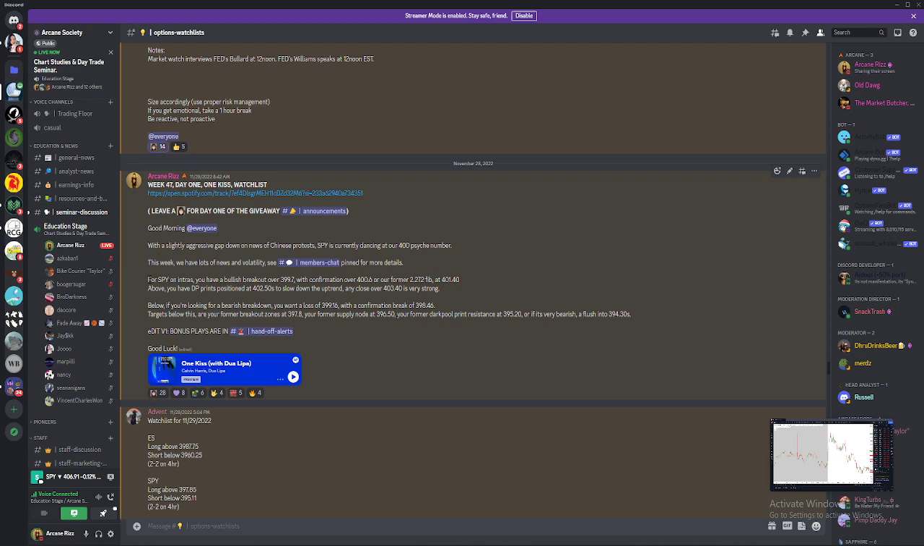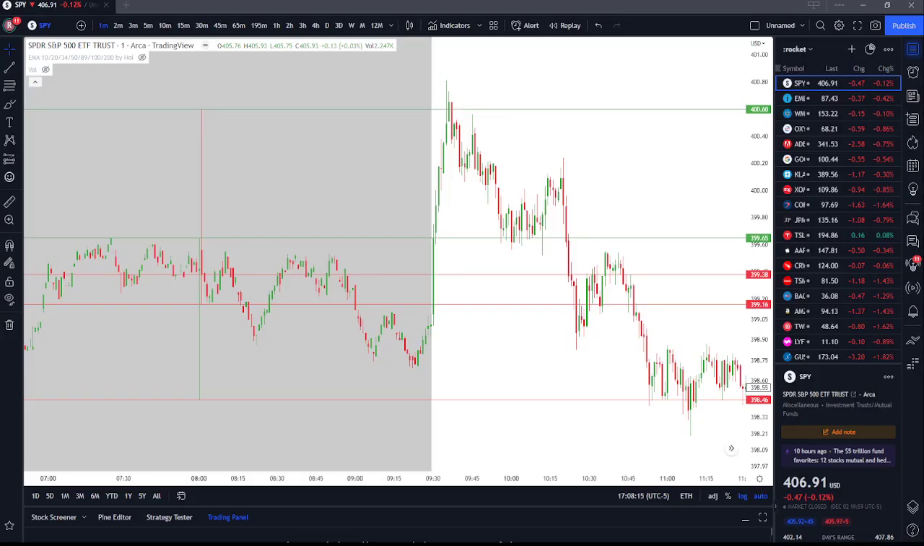For SPY on the intraday session, you have a bullish breakout over 399.7 with confirmation over 400.6 and then continuation at 401.40 if we get there. If you continue, you have 402.50, and so on and so forth. Below, you're looking for a bearish breakdown for 399.16 and 398.46, and then we're looking for 397.80, 396.50, 395.20, or 394.30s. So continuing with that, let's pull this back up.